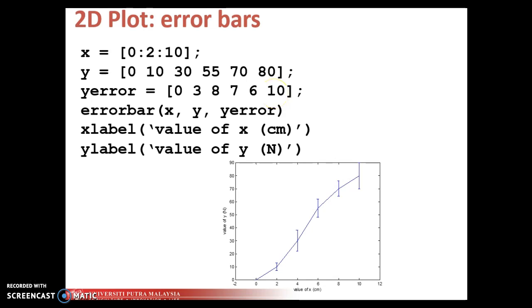Normally we get the error from the average data or from the real data. If you're using the average data, you can calculate the standard deviation, and then that standard deviation can be used as error data, right? Then we use the function errorbar here, plotting x, y, and then y error.